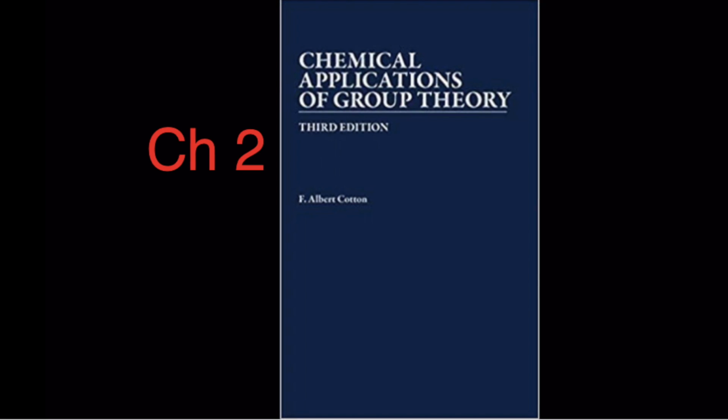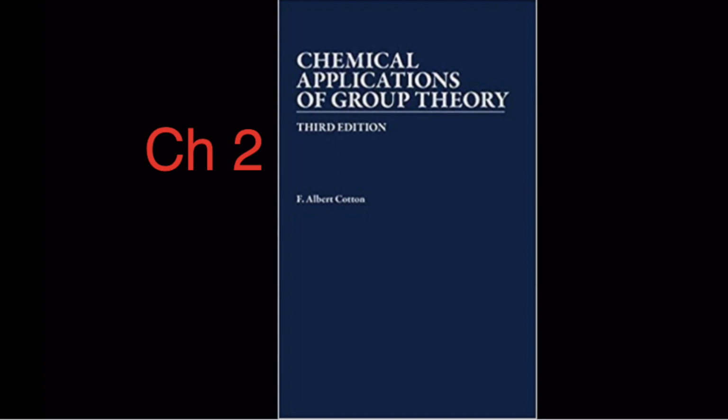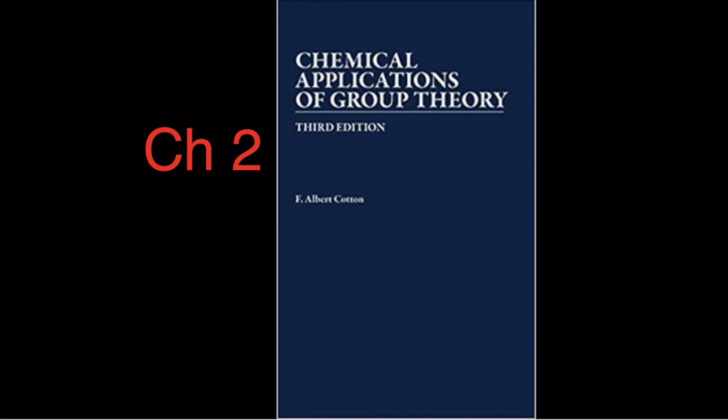4. Every element must have a reciprocal, which is also an element of the group. The element R is the reciprocal of the element S if RS equals SR equals E, where E is the identity. Obviously, if R is the reciprocal of S, then S is the reciprocal of R. Also, E is its own reciprocal.